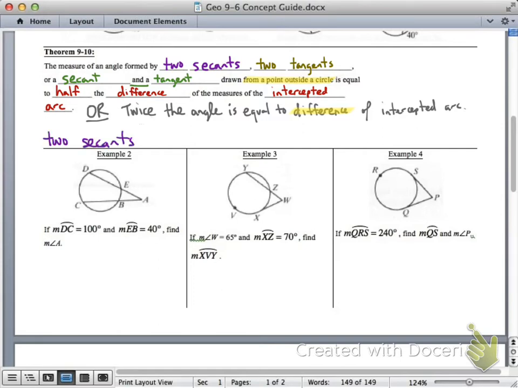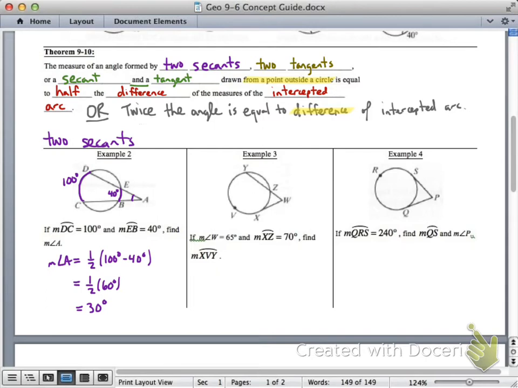So example 2 here is where we're going to talk about using two secants. Here is point A outside the circle. You'll see secant AD, secant AC, and it gives us these angle measures. Measure of arc DC is 100. The measure of arc EB is 40. So how can you find the measure of angle A? It's going to equal 1/2 the difference. Just like what we were doing above, 1/2 of the difference of those is 30, of course.